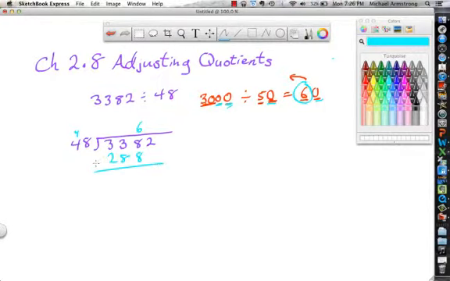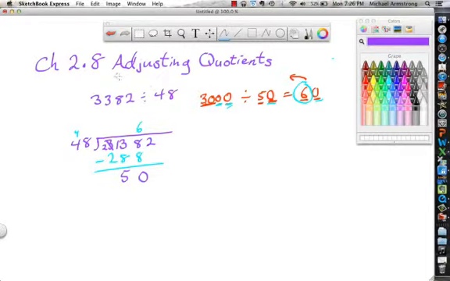And then when I subtract, 8 take away 8 is 0. Borrow from the 3. 13 take away 8 is 5. 2 take away 2 is 0. So that leaves me with 50. This doesn't work very well because it's bigger. This is bigger than my divisor, 48. So 6 isn't going to work.